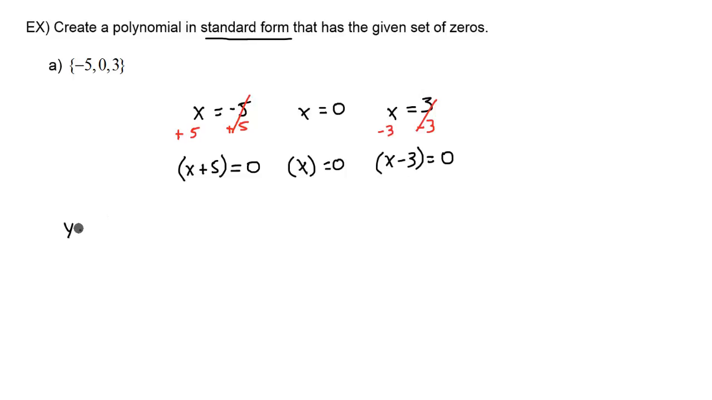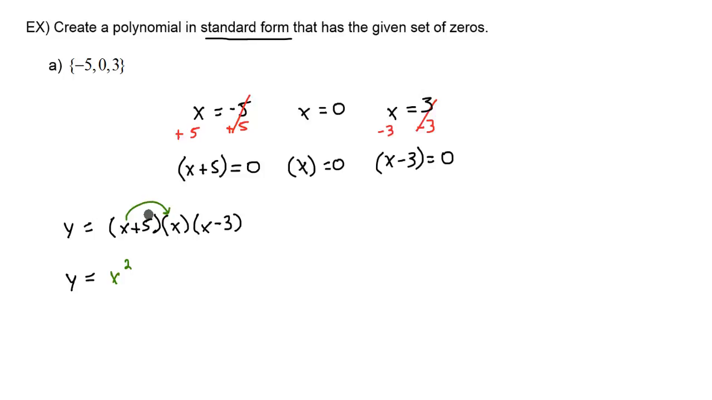So I'll have y equals, and then I put all these factors down next to each other. So x plus 5 times x, and then times x minus 3. And that's going to be factored form. I need to distribute these out to get standard form. So first I'm going to take x and multiply it by this x. So that's going to be x squared.